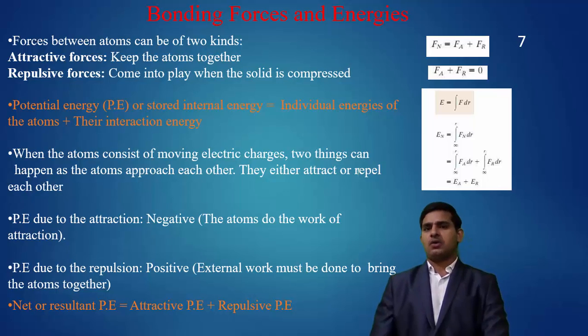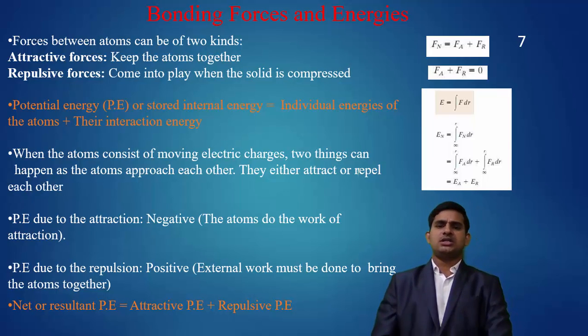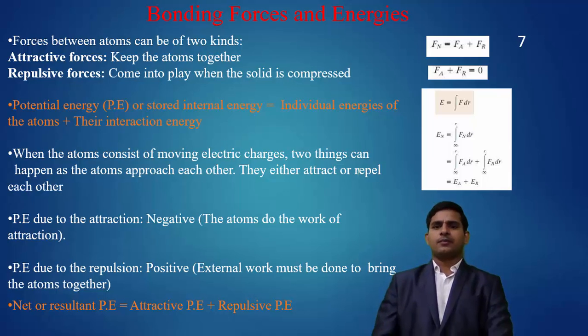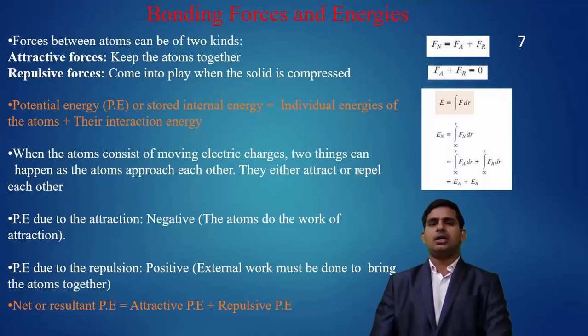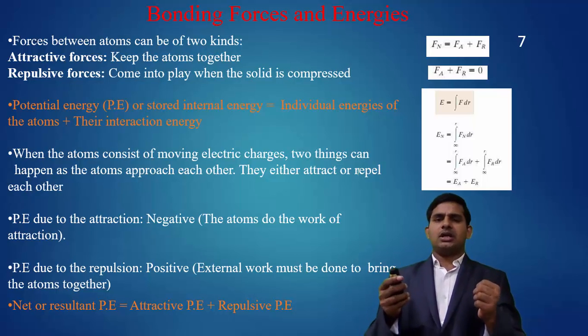Now what is the energy equation? Up to now we discussed the forces. You already know energy is represented by the integral of F dot dr, force times displacement. Here En, the total energy, equals Ea plus Er. E suffix A represents attractive energy, and E suffix R represents repulsive energy. Total energy is E suffix N.